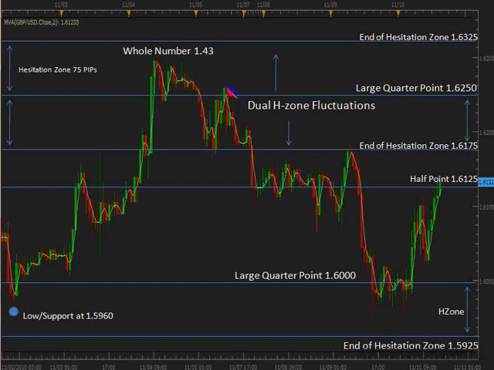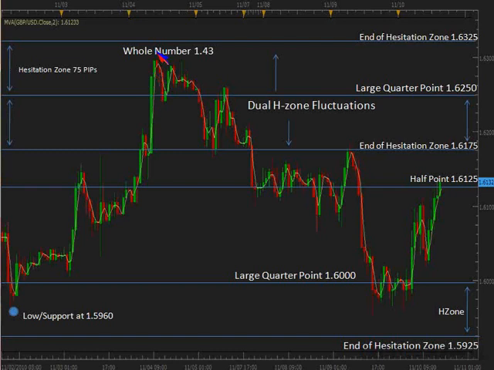Two-digit currencies, same thing. I will show you, by the way, that's a question coming from a listener. I'll show you an example with the dollar-yen pair in just a few minutes. So this is an example here of what I call the dual hesitation zone play.